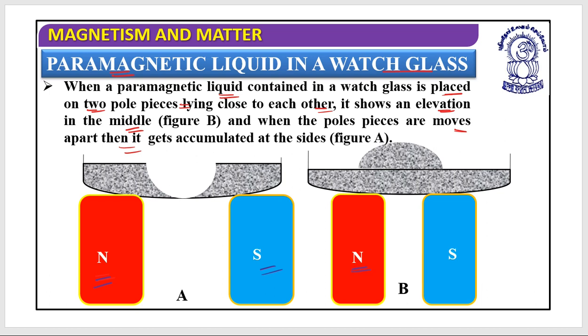So when these materials are moving towards each other, you can see the elevation. This elevation represents that there is an increase in the net magnetic field. Yes, is that clear?